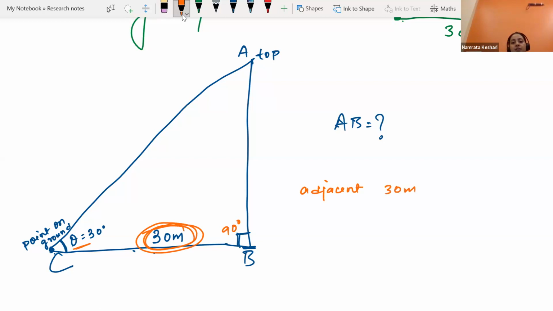Why are we calling it the adjacent side? Because such a side where one end is 90 degrees and the other end is the angle, those sides are called adjacent sides. So the adjacent side we have is 30 meters. Can we call it opposite side? Yes Aisha, we call it base. We can call it opposite side also. According to this angle theta, the opposite side is AB.